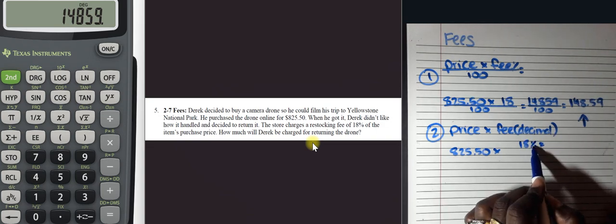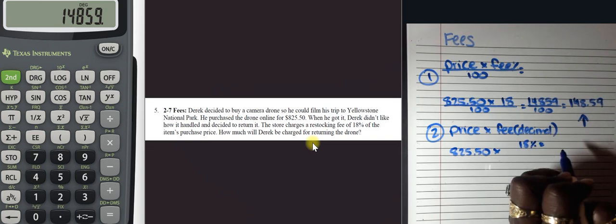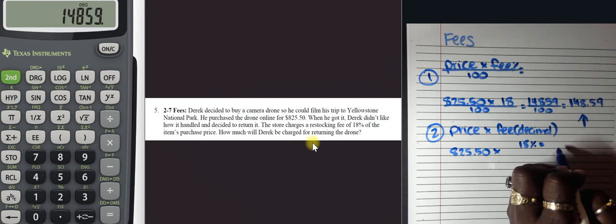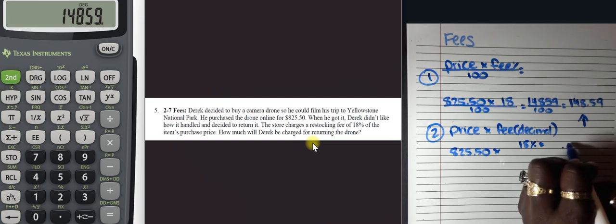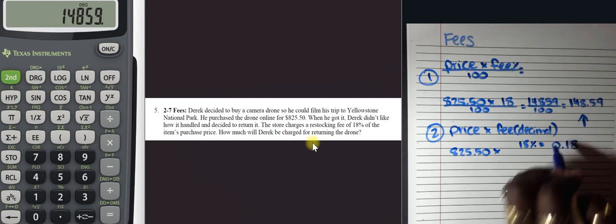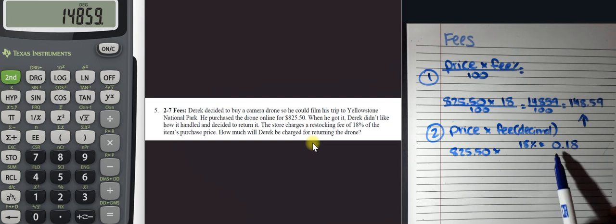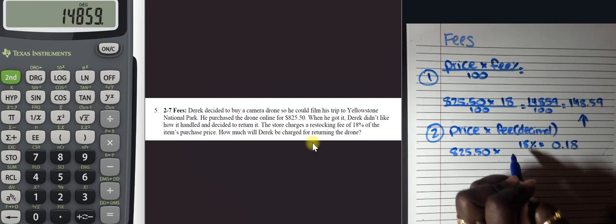Remember, we're going to shift our decimal 2 places to the left. So now it's to the left of the 1, right? So we're going to have our decimal .18, and because it's less than 1, we're going to put a 0 for a whole. So this is the decimal form of 18%.